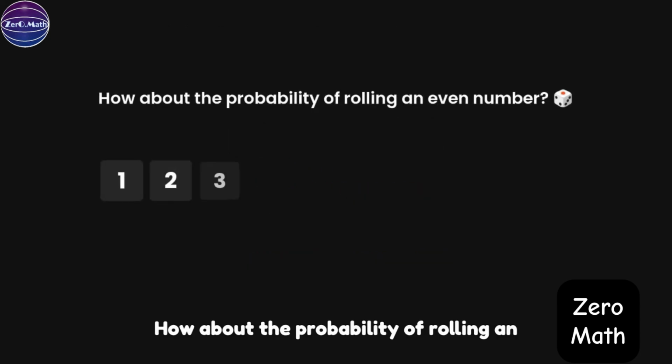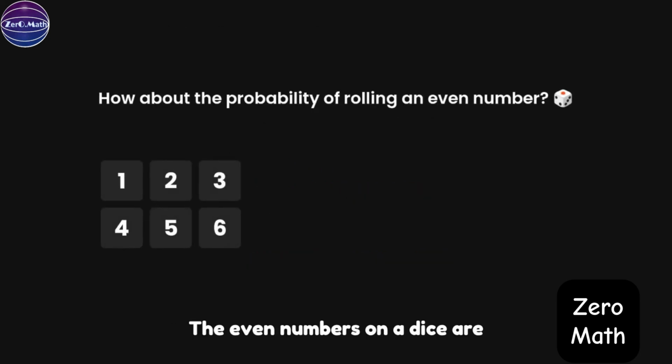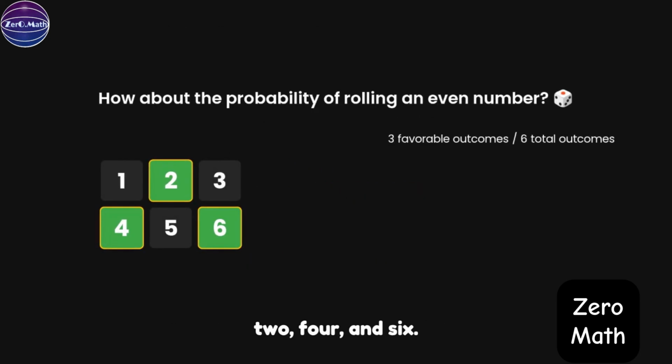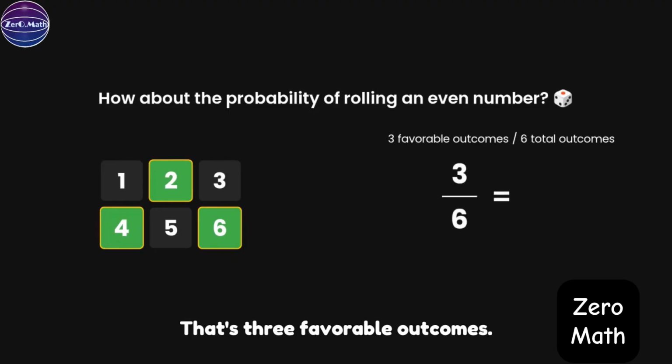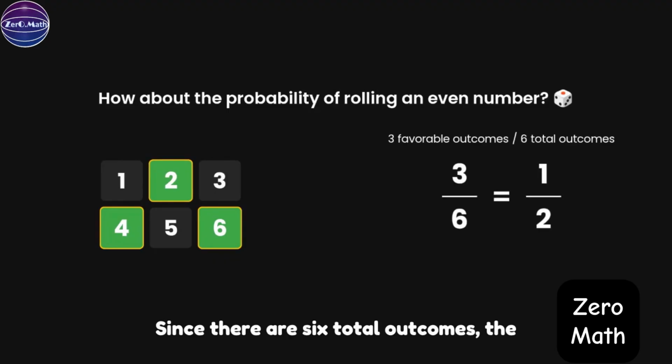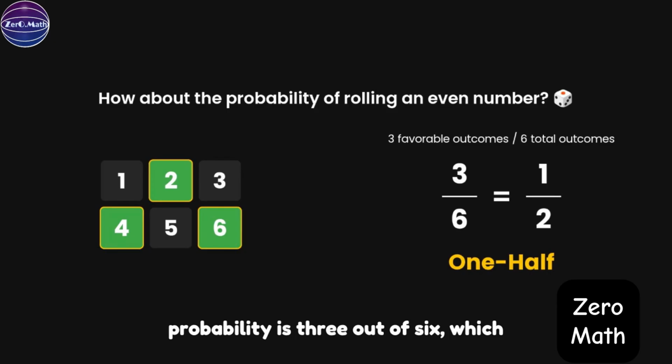How about the probability of rolling an even number? The even numbers on a dice are 2, 4, and 6. That's 3 favorable outcomes. Since there are 6 total outcomes, the probability is 3 out of 6, which simplifies to 1 out of 2, or 1/2.